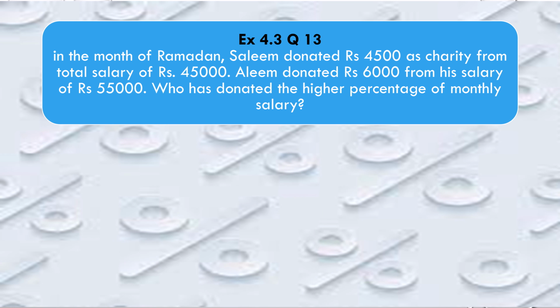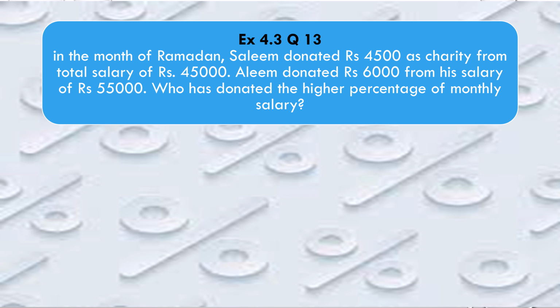For more understanding, we have to solve some questions. This is exercise 4.3, question number 13 of your textbook. In the month of Ramadan, Salim donated rupees 4,500 as charity from his total salary of 45,000 and Alim donated rupees 6,000 from his salary of rupees 55,000. Who has donated the higher percentage of monthly salary?